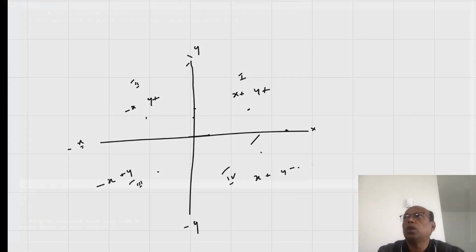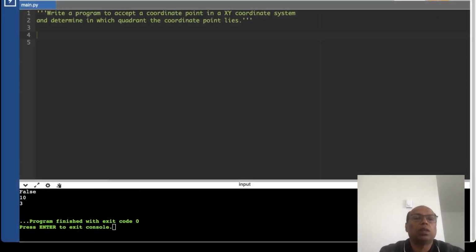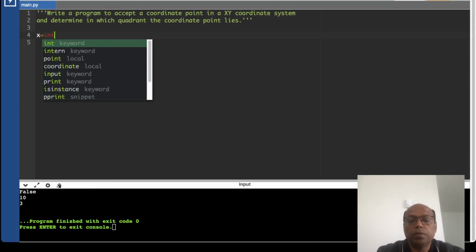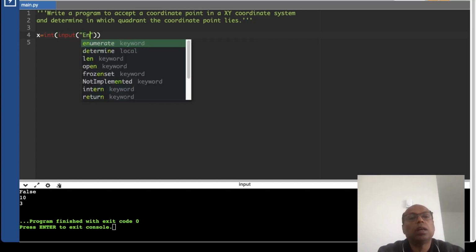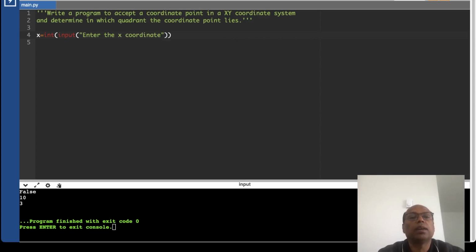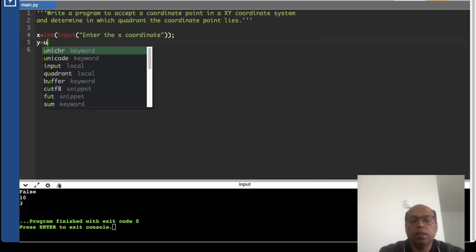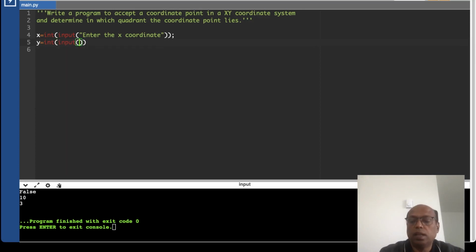My input is going to be the x and y. So I'm going to write my x and y. X is equal to int input, enter the x coordinate. So now y is equal to int input, enter the y coordinate. Okay, now what I should do?